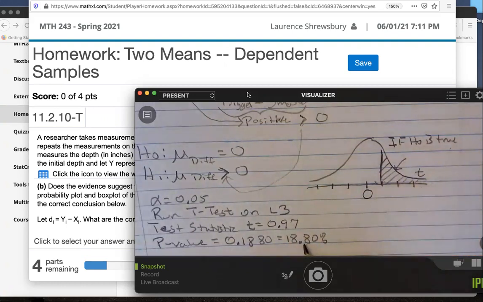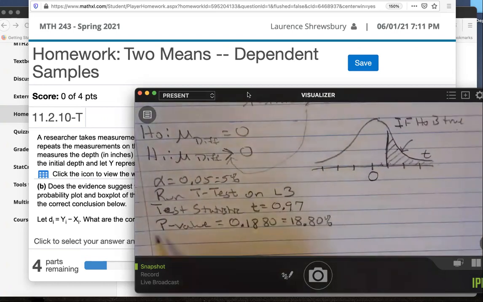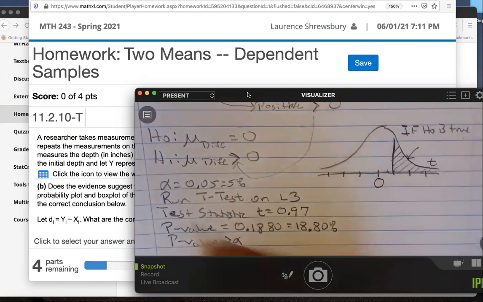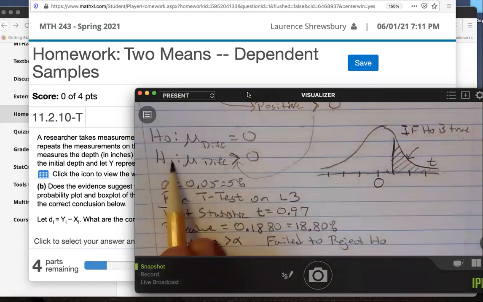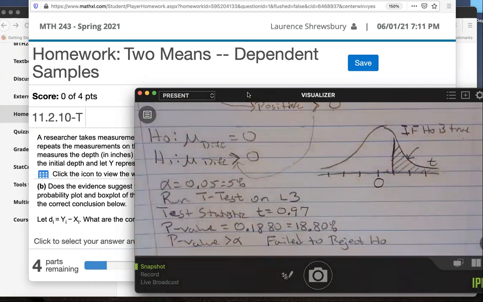Is that unusual? No, that's not unusual. That's a big probability. That's way bigger than our 5% significance level. Our p-value is so big, it is bigger than our significance level. And so we've got no reason to doubt the null. Are we rejecting the null? No, we have failed to reject the null. We got no evidence against it. So there is not sufficient evidence to support the alternative hypothesis.